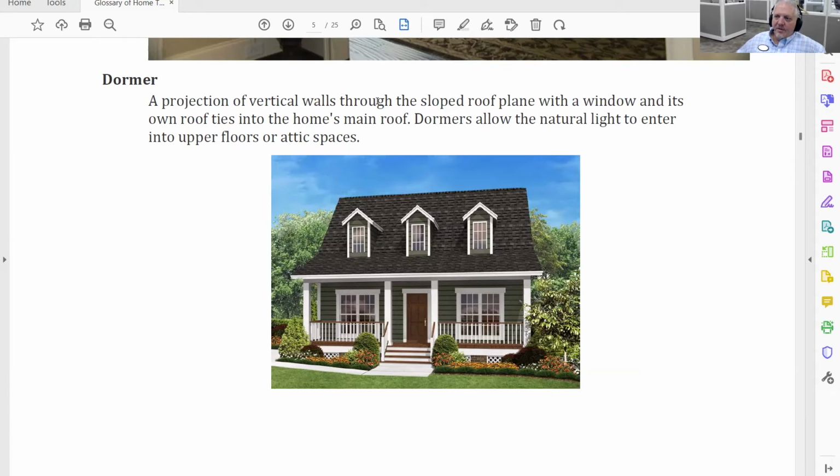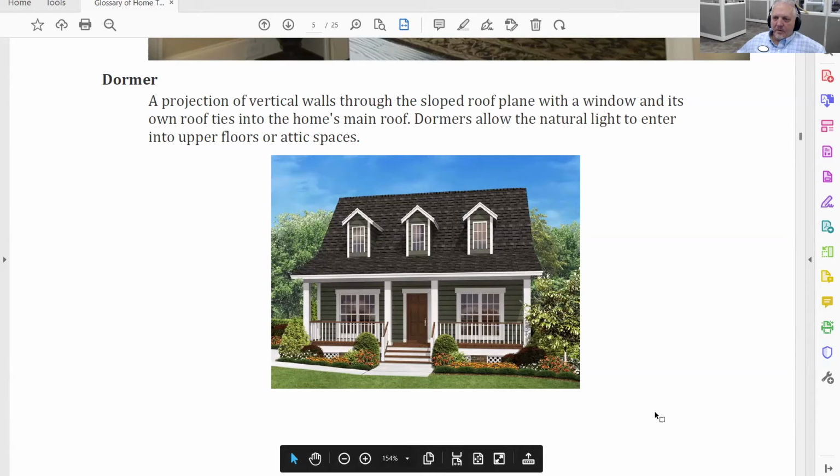A projection of a vertical wall through a sloped roof plane with a window in it and its own roof tiles onto the home's main roof. Okay, so this is dormer style, or this is a dormer. Trick question or additional question, what would you call this type of house? Somebody know?